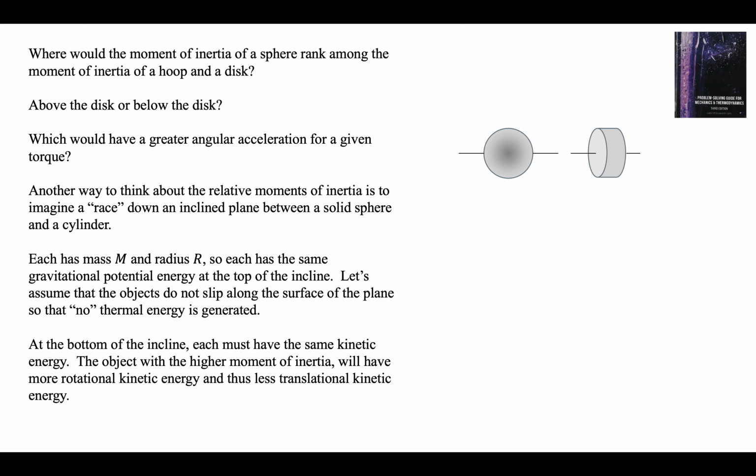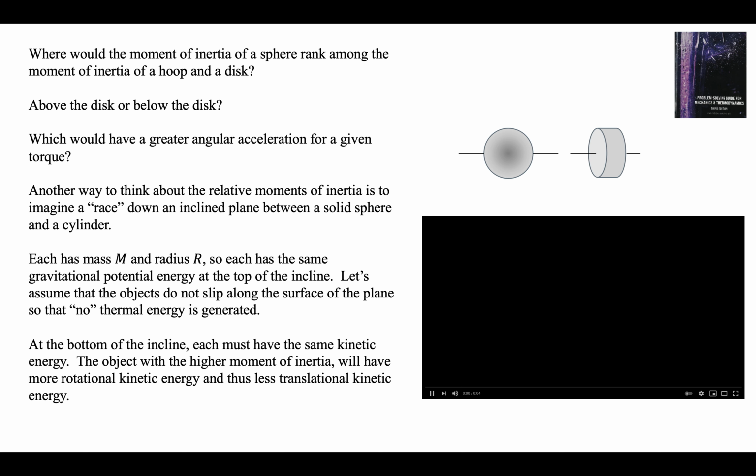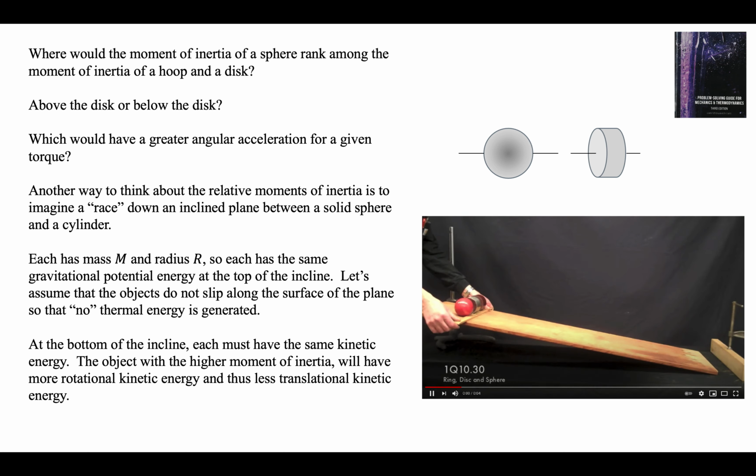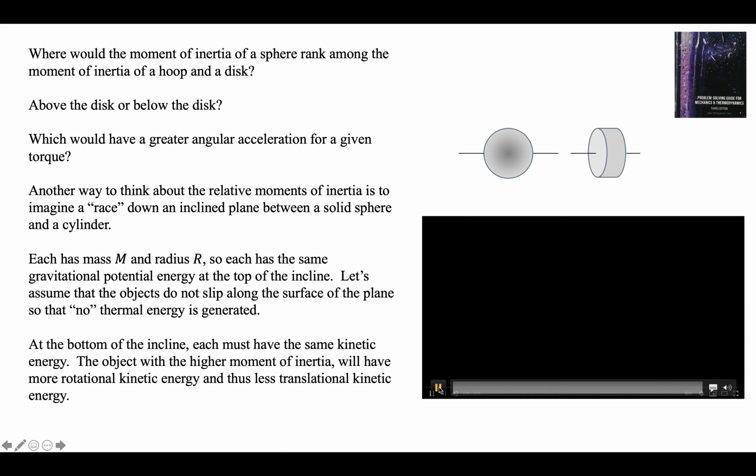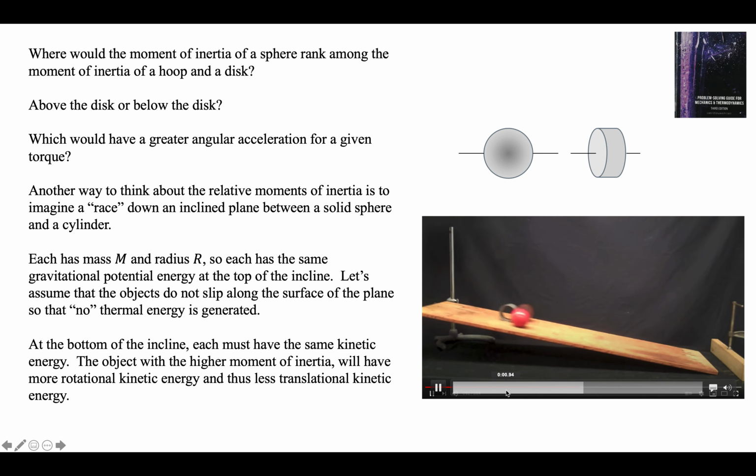The object that has more rotational kinetic energy is going to have less translational kinetic energy, and it's going to lose the race. High inertia objects are hard to spin, so they're going to lose the race. Let's watch the race. Who's your money on? Did you see it? Hey, we need to have a photo finish. Sphere's first, cylinder second, and the hoop is a distant third.